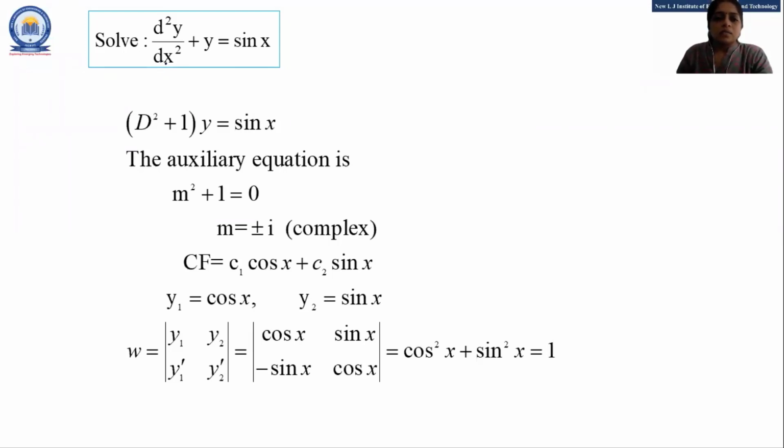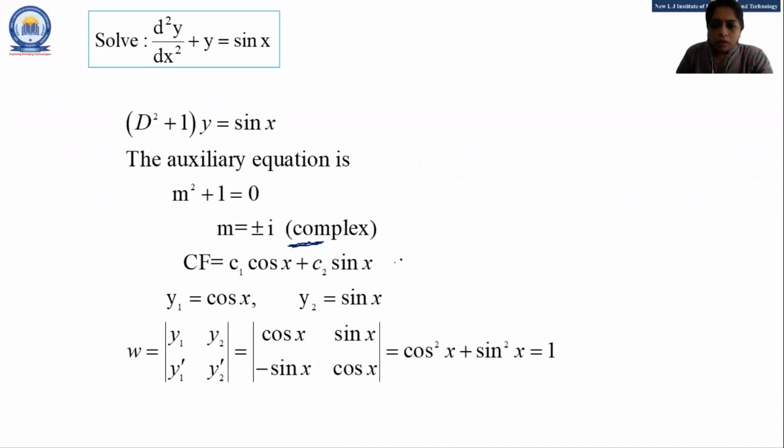Here, this d by dx is capital D. So this is D square plus 1. We keep y common from both the terms. So (D square plus 1) y equal to sin x. So the auxiliary equation is what? Multiple of y, that is m square plus 1 equal to 0. So m equal to plus or minus i. Our roots are complex now. So here the real part is 0, so e raised to 0x is 1, so no need to write that. Our complementary function is c1 cos x plus c2 sin x.